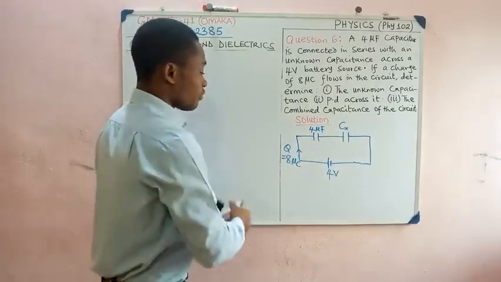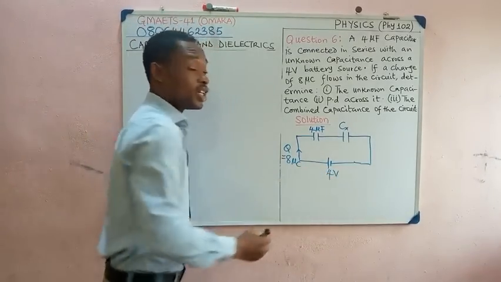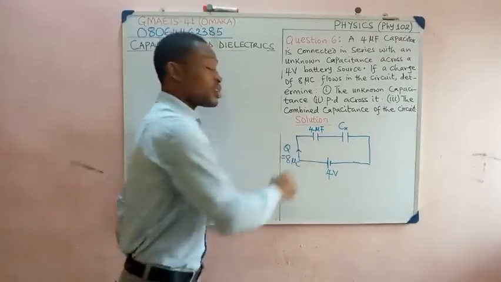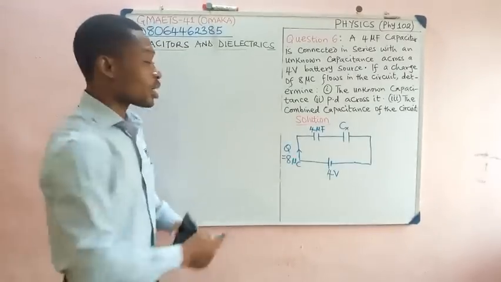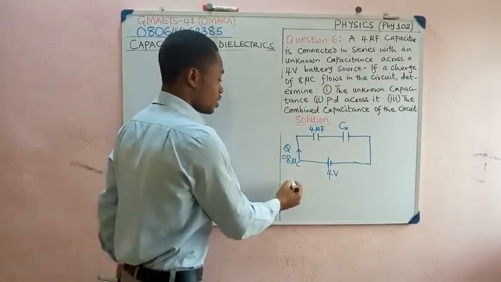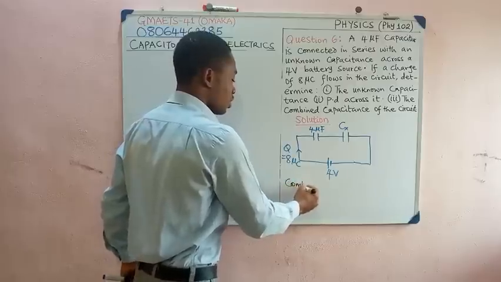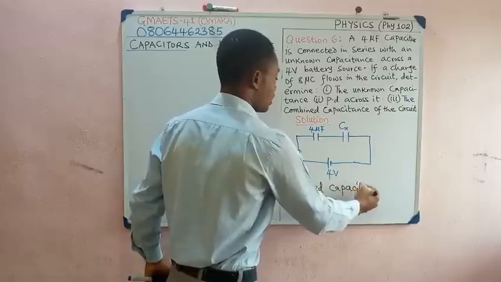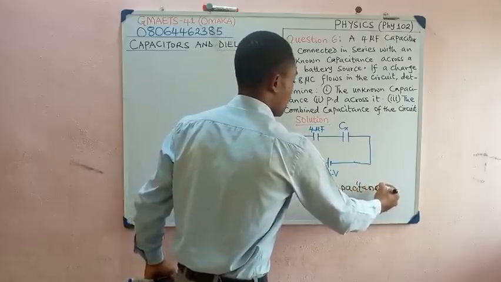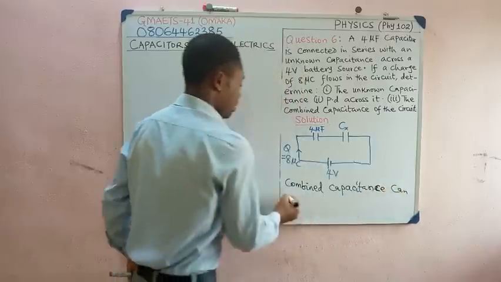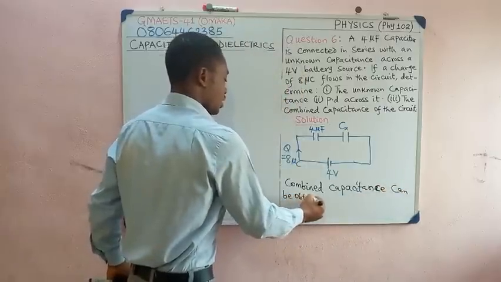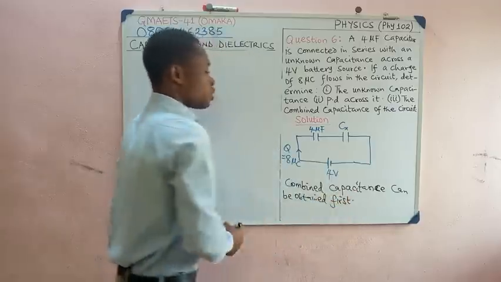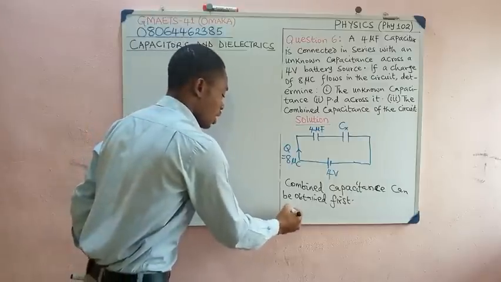Why is that possible? From the question, we know the total voltage is a 4-volt battery source. We know that, and we know the total charge in the circuit is 8 microcoulomb. So we can determine the total capacitance, that is the combined capacitance. Combined capacitance can be obtained first, which means we'll start with the third part of the question.